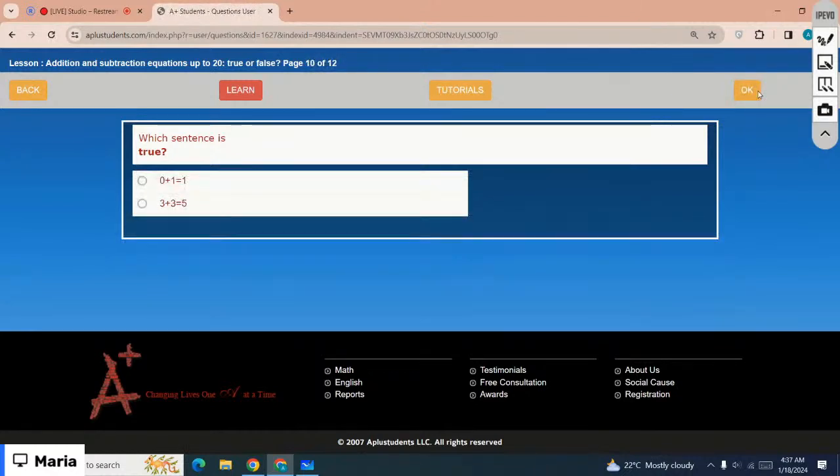Which sentence is true? 0 plus 1 equals 1 and 3 plus 3 equals 5. So, which is the correct option? Yes, the correct one is option number 1. 0 plus 1 equals 1 is the correct one, right?